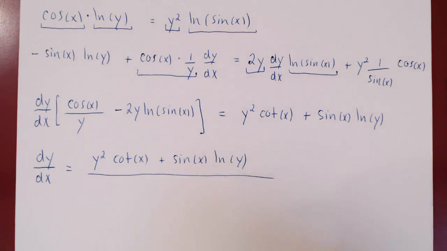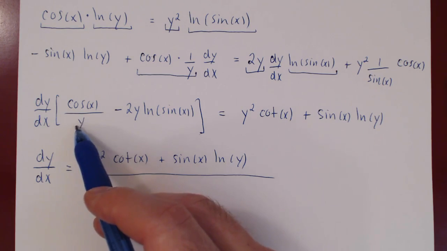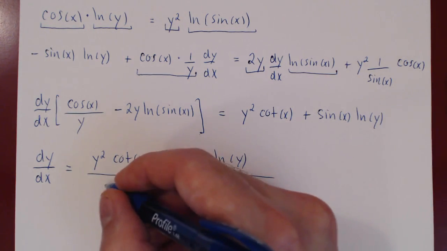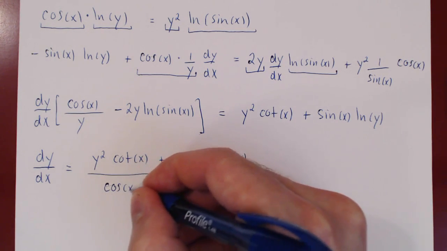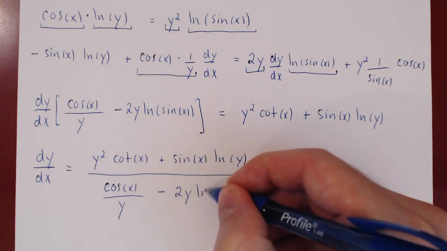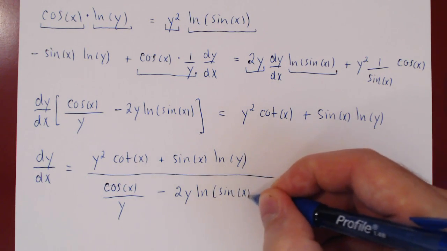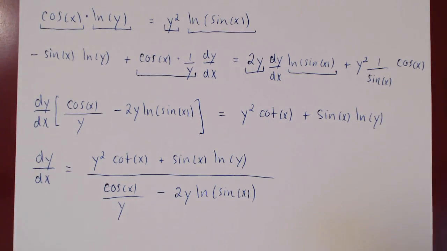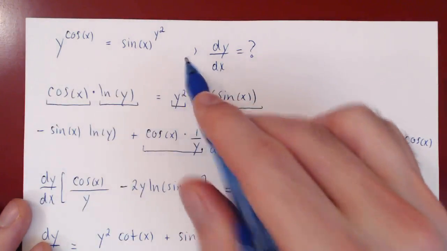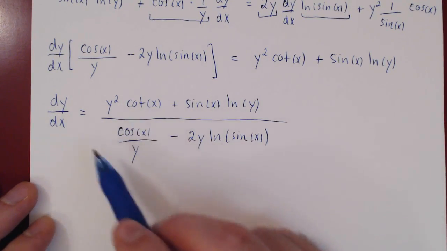divided by, and here you can leave cos of x over y, or you could also say y to the negative 1 times cos of x. Doesn't matter. We'll leave the cos of x over y minus 2y ln of sine of x. And there you have it. The derivative of the curve given by this equation happens to be this expression of x and y.